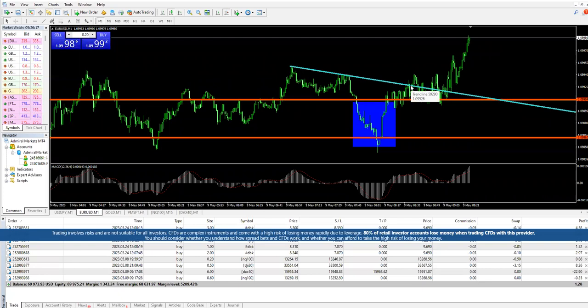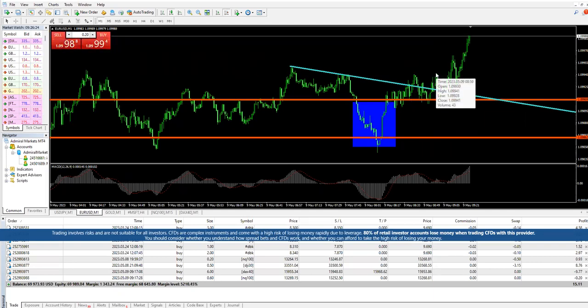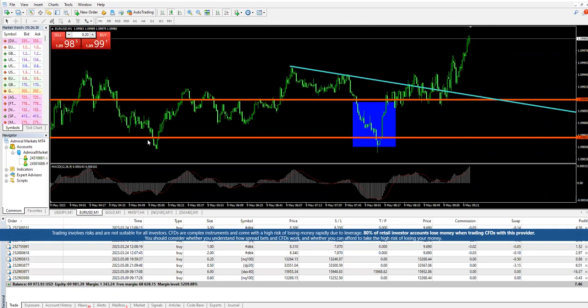Can be maybe 5 pips. With one lot, it's $50. With 0.10, it's $5. And you can use partial closing now, or you can use a trailing stop. This was a false breakdown, and this was a false breakdown. Both were good entry setups.